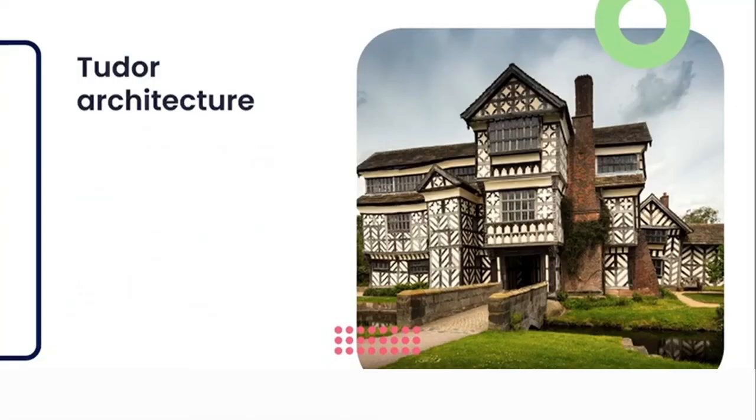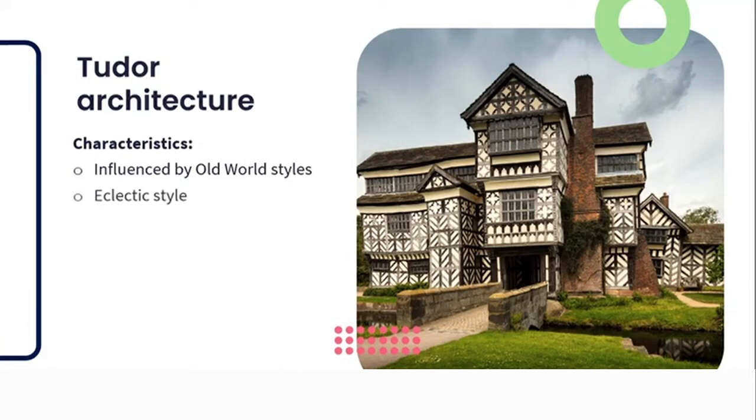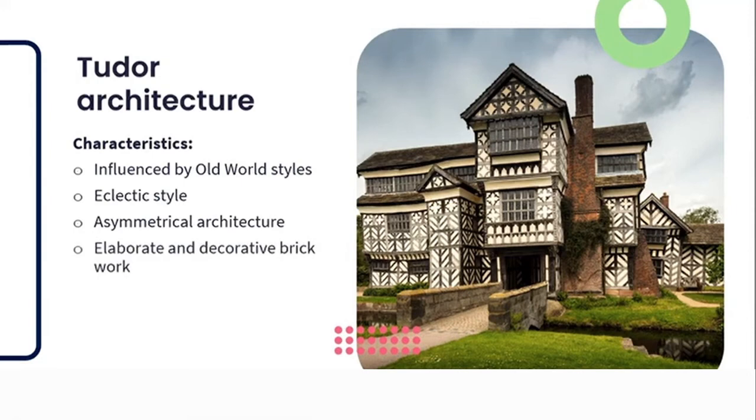Let's take a look at the characteristics of this style period. Firstly, we see that it was influenced by old world styles. It's quite an eclectic style that has asymmetrical architectural values. It's elaborate and decorative in the use of brickwork and detailing on the facade of the houses and homes. We see a lot of black and white schematic colors, as well as the use of pitched roofs.